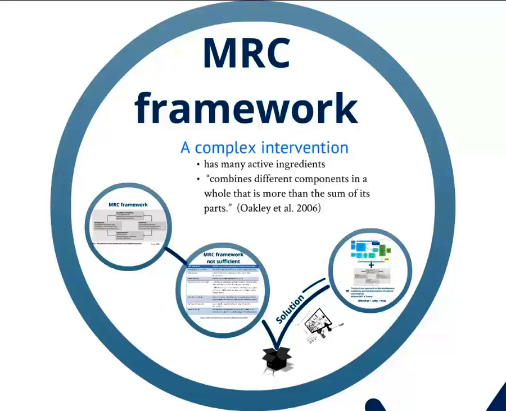A complex intervention has many different active ingredients and combines those different ingredients in a whole that's more than the sum of its parts. So, for example, something which seems quite simple, like a vaccination, is actually a very complex intervention when delivered within a health system. You have to have the cold supply chain for the vaccination. You have to ensure that people are adequately trained in order to deliver the vaccination, and you have to make sure that the people actually come to the clinic to get the vaccination. So that's an example of a complex intervention, and actually pretty much every healthcare intervention is complex.